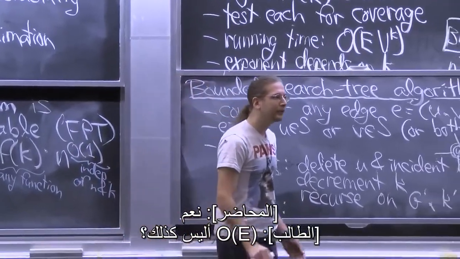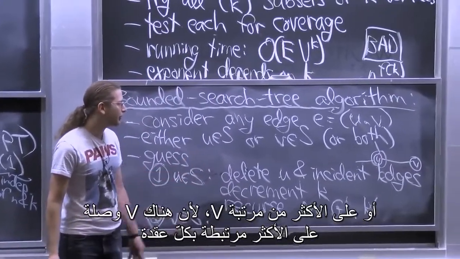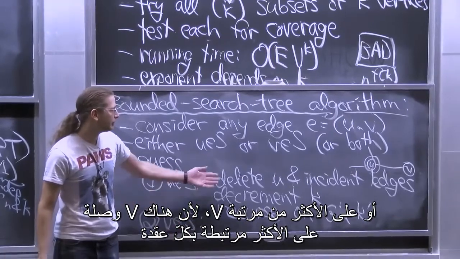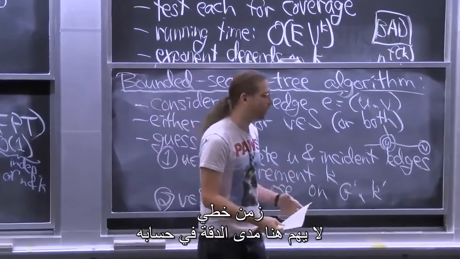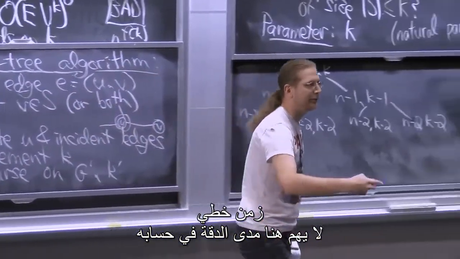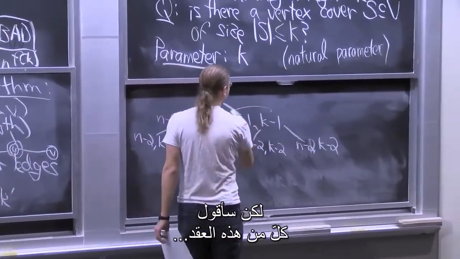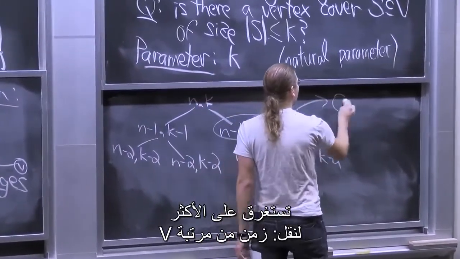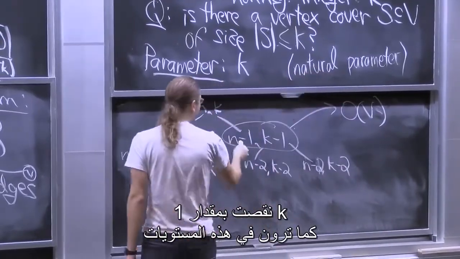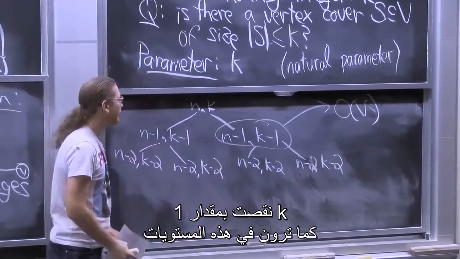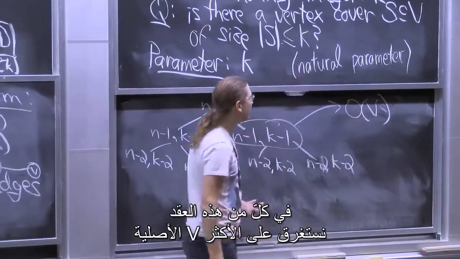Order of E, right? Like the degree of freedom. O of E, certainly at most order E, probably also at most order V, because there are only at most V incident edges to each vertex. Linear time, it doesn't really matter how careful we are here, but I will say each of these nodes, we spend at most order V time. It happened that V went down by 1 at each of these levels, but certainly an upper bound is the original V. In each of these nodes, we spend at most the original V.